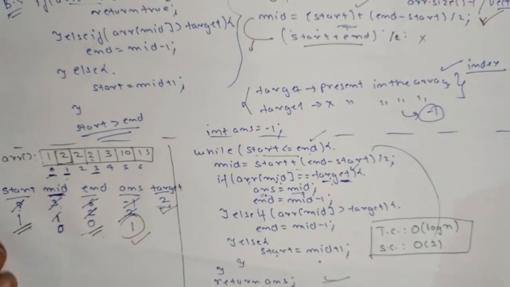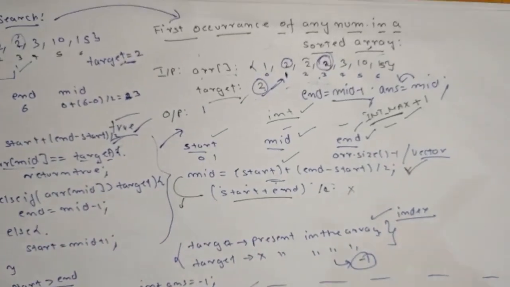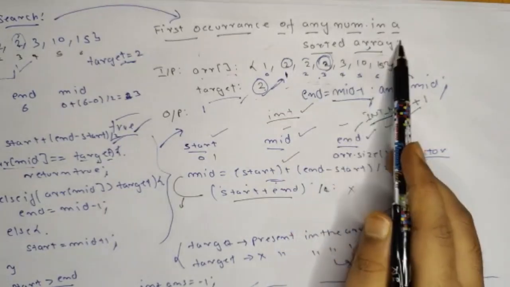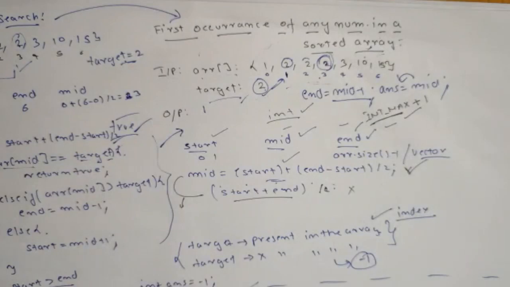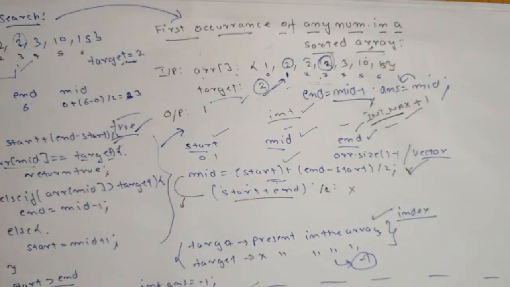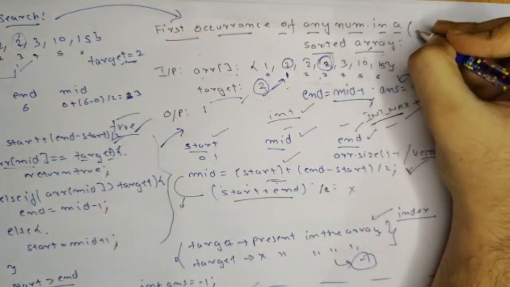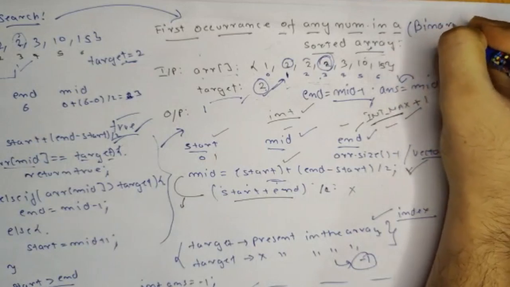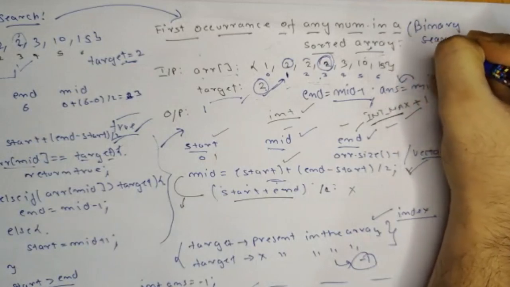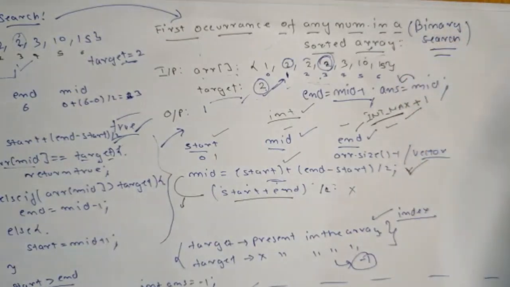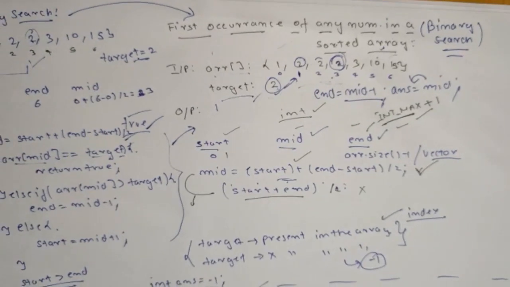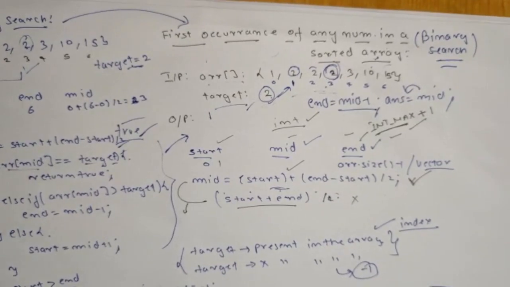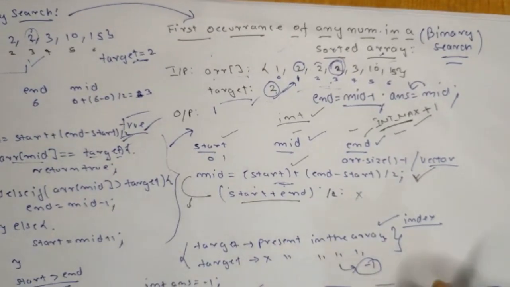So this was the solution for the first occurrence of any number in a sorted array, and the technique which we have used is binary search. If you don't know the binary search algorithm, then do check out my binary search algorithm video. I will put the link in the description.